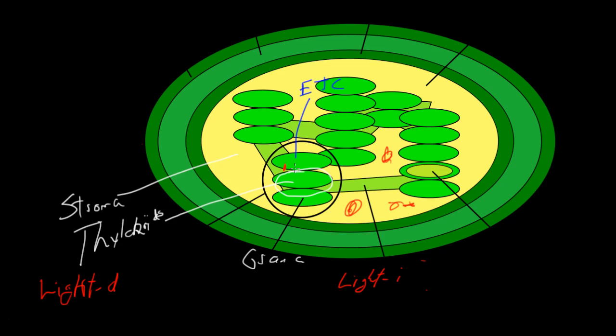So what happens there is, through this electron transport chain and the ATP synthase that's associated with the electron transport chain, what gets created directly from light is ATP, which, as you know, adenosine triphosphate, is energy.